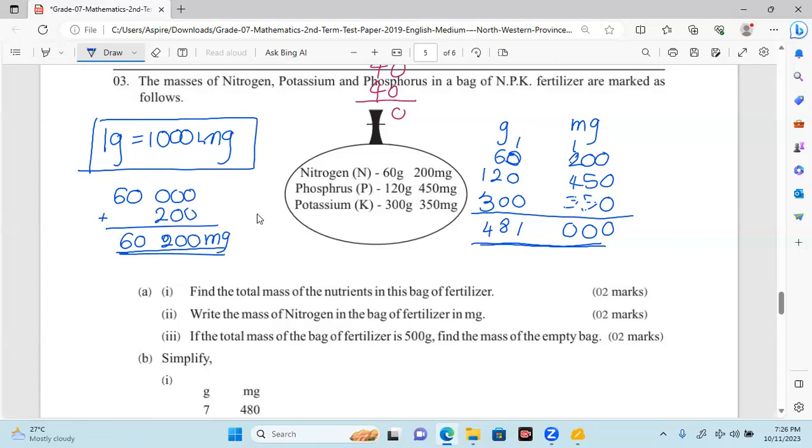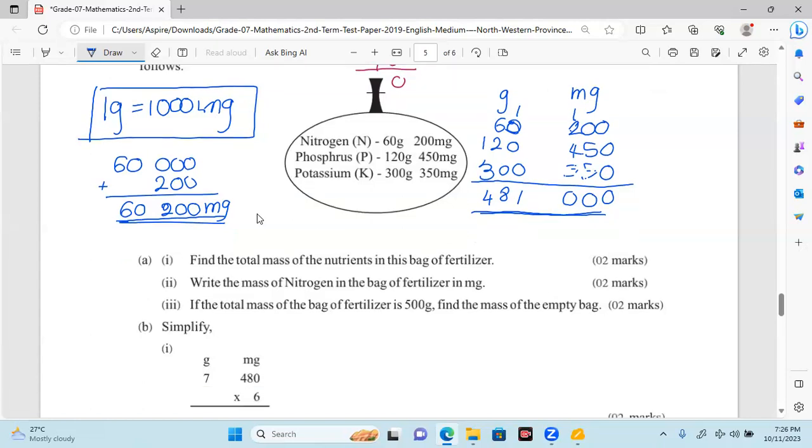If the total mass of the bag of fertilizer is 500 gram, find the mass of the empty bag. Then 500 gram can be expressed.